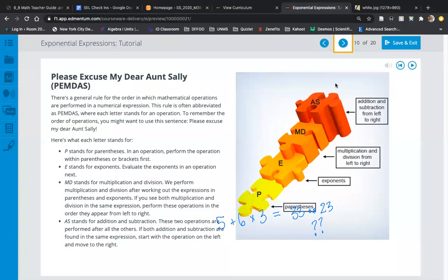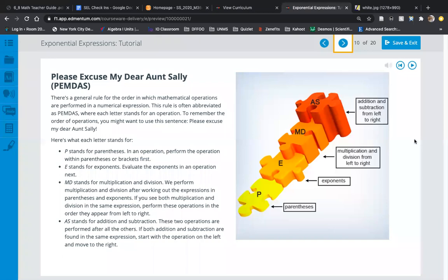So in math, we have something called the order of operations, all right? An acronym that you can use to remember the order of operations is please excuse my dear Sally. So the acronym is PEMDAS, and each part stands for something. P stands for parentheses, E stands for exponents, M stands for multiplication, D stands for division, A is addition, S is subtraction. So the idea is that you work your way from the left-hand side to the right-hand side. Any parentheses that you see first, you do that first.